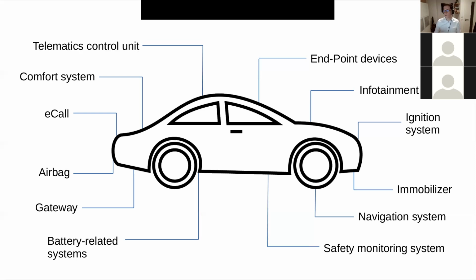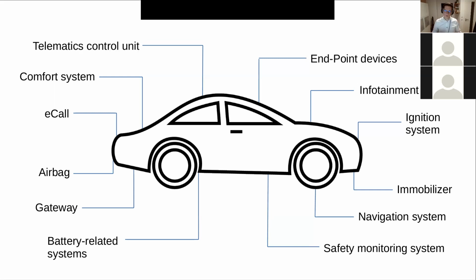Next up is the infotainment system. This is the most present system we have in modern vehicles. It's everything related to, for example, if we have a Tesla, on the right-hand side, the big monitor, or other vehicles where we have, for example, an integrated navigation system, music, radio, everything related to this is part of the infotainment system. Next up would be the ignition system, and kind of related to this is the immobilizer.